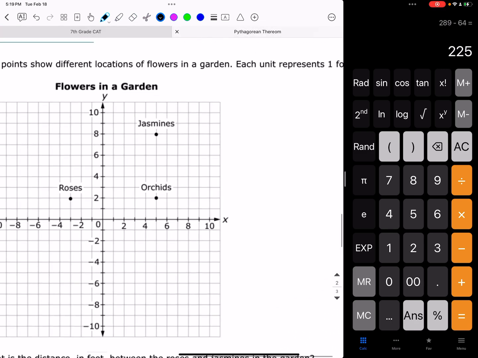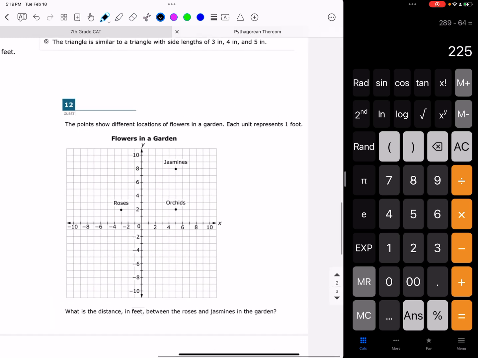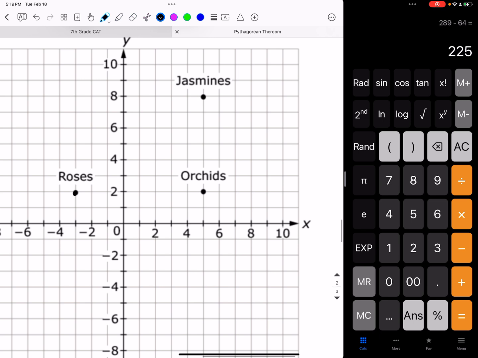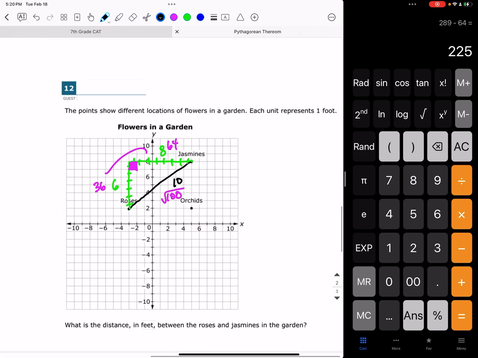And number 12. How far are the roses and jasmines? Okay, let's see. How far is it from there to there? Well, I can go straight up. I can go straight sideways. This is 1 box, 2, 3, 4, 5, 6 boxes. This is 1, 2, 3, 4, 5, 6, 7, 8 boxes. 36, 64. We do add these together because this would be the box. So add these together. This is 100. Take the square root. That is 10. And it says every box represents 1 foot. So it's 10 feet.